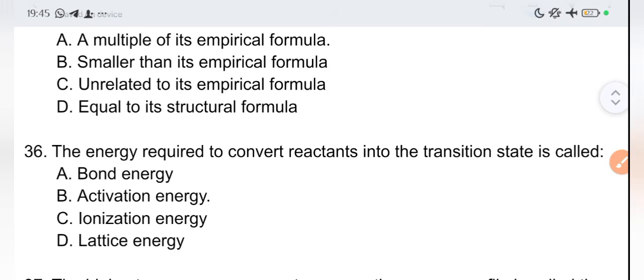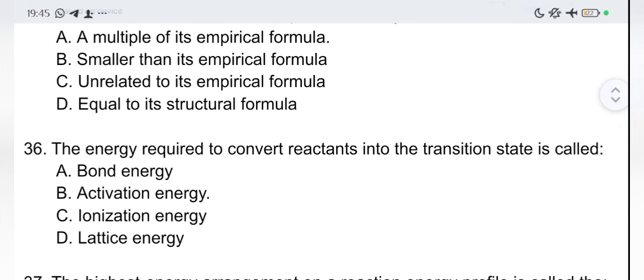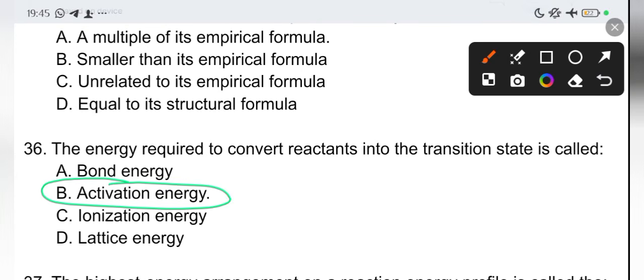The energy required to convert reactants into the transition state is known as activation energy. You guys still remember that now, the energy profile. You remember the energy profile, right? This guy here. You guys remember this guy. This is the energy profile.